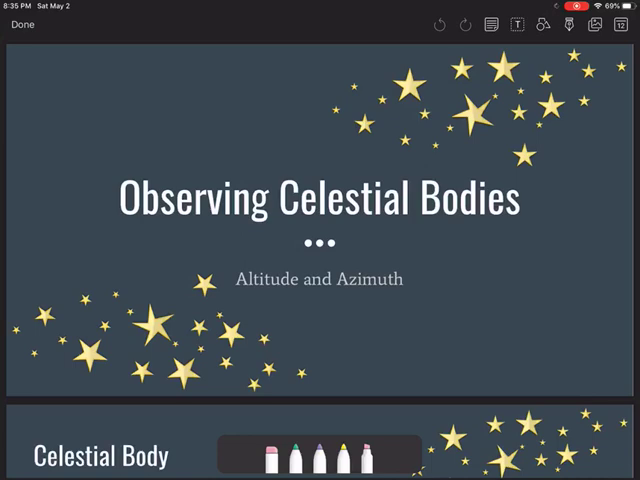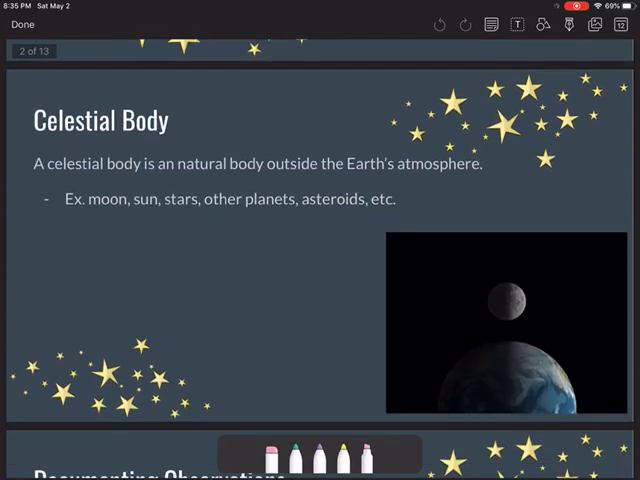Today we're going to be talking about observing celestial bodies, aka altitude and azimuth. That's what we're going to be focusing on, but celestial bodies nonetheless. So you might be asking yourself, what the heck is a celestial body? Well, I'm glad you asked.